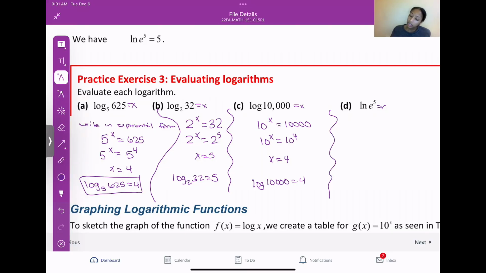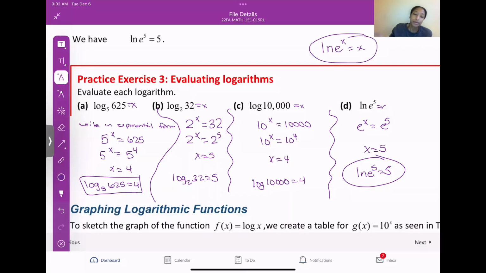And last one, ln of e to the 5th. This would be e to the x power equals e to the 5th. So x is equal to 5, or ln of e to the 5th equals 5. It is true that ln of e to any power equals the power. So if you see that one, that's a rule of logarithms.